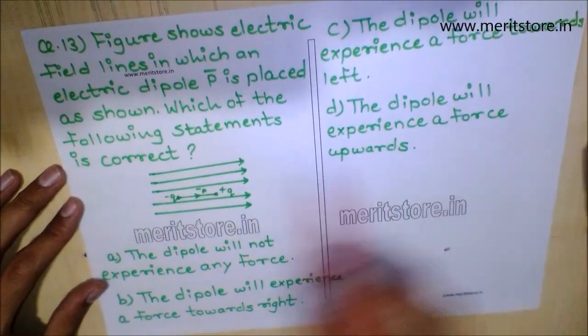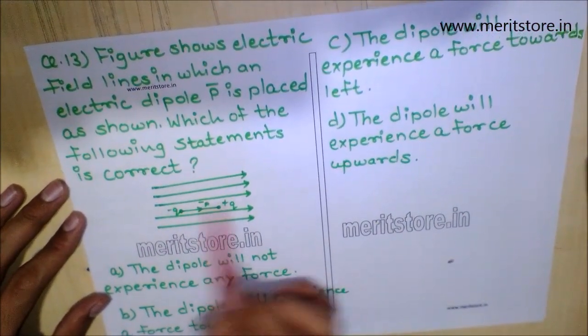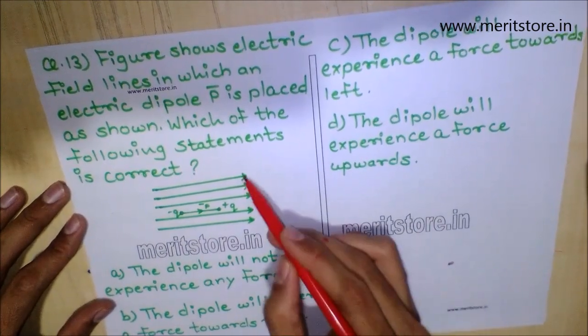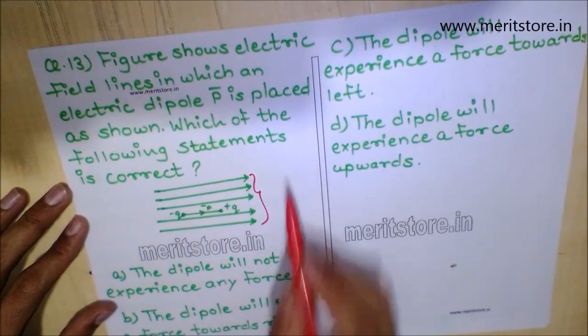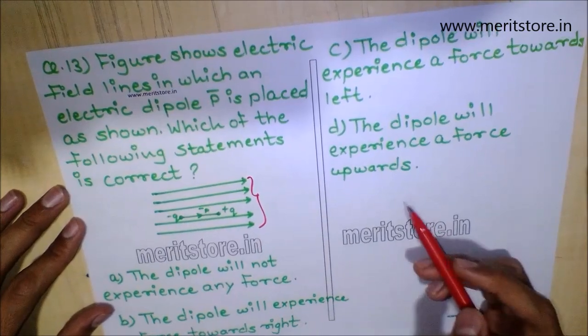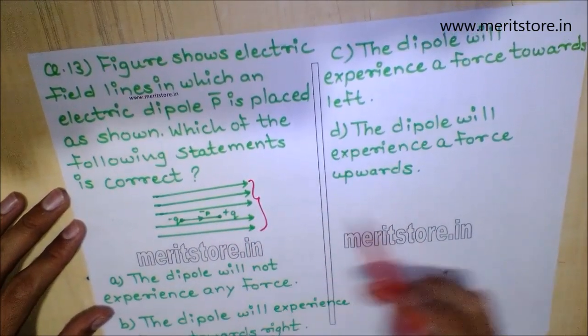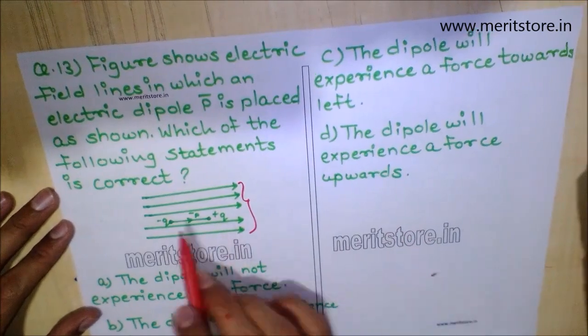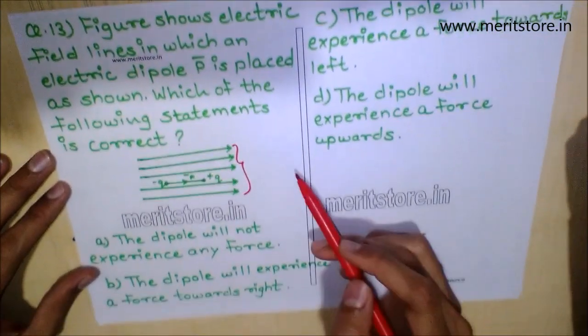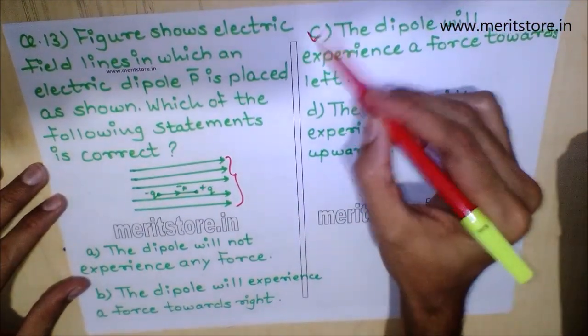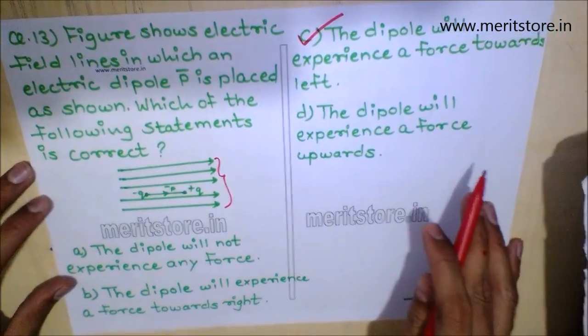Now, as we see, there are electric field lines passing through the dipole. This electric field is not uniform, hence it is varying. Therefore the electric dipole will always move in the direction opposite to that of the field. So if the field is towards the right, the dipole will experience a force towards the left. So your correct option is C.